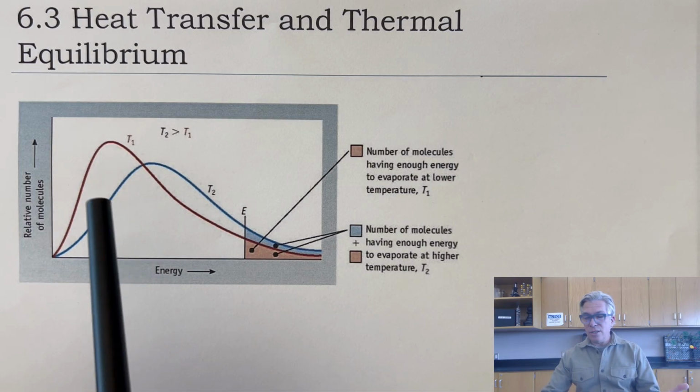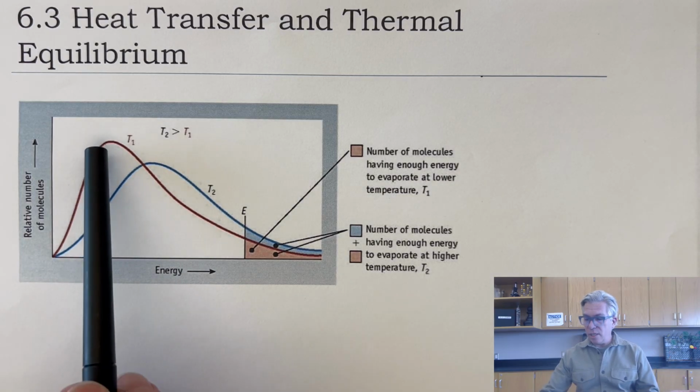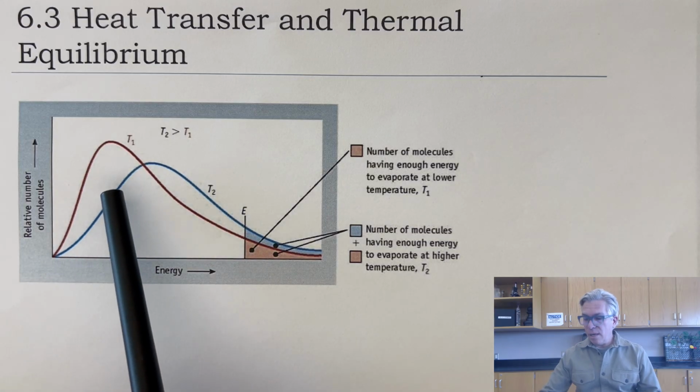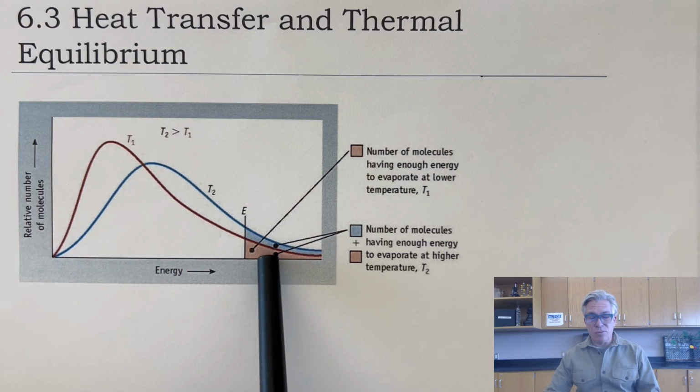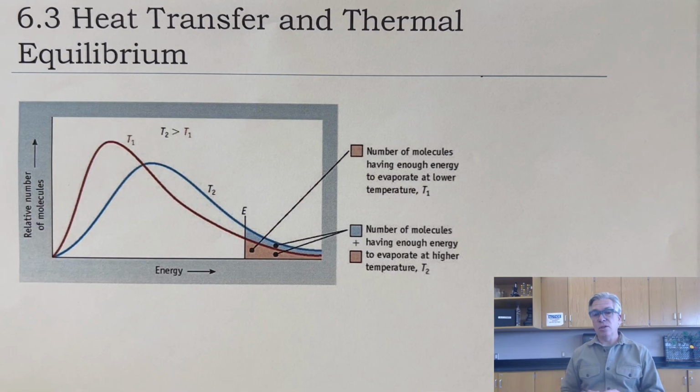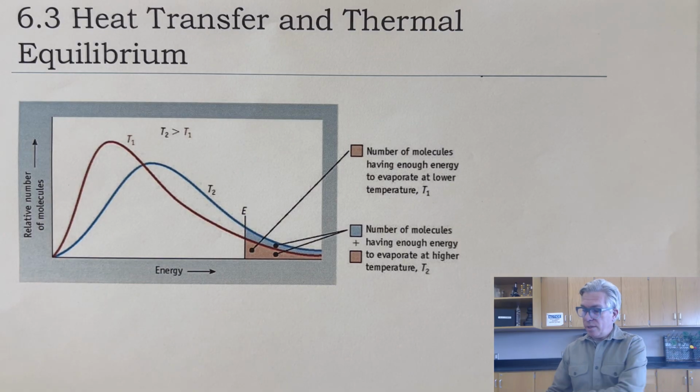Now, I just wanted to sketch on here what would happen if I took a cold object with this distribution and combined it with a warm object with this distribution. What would the resulting distribution look like? Now, if you think about temperature, they will meet somewhere in the middle of the two temperatures that you're joining.